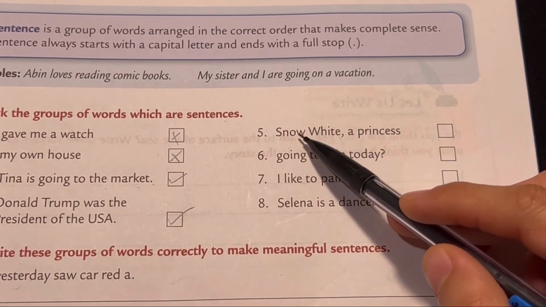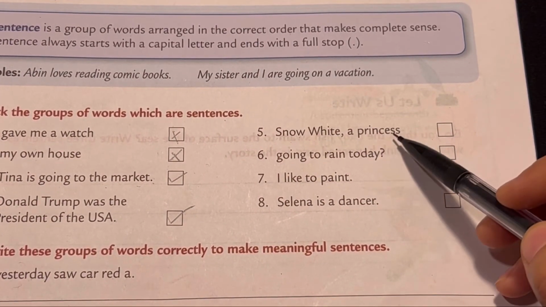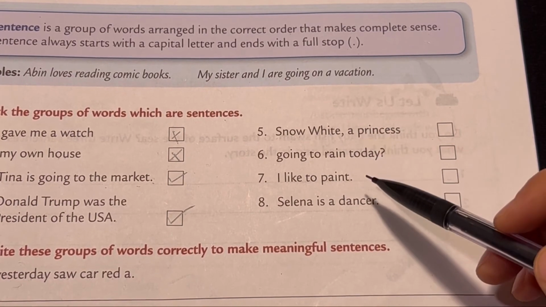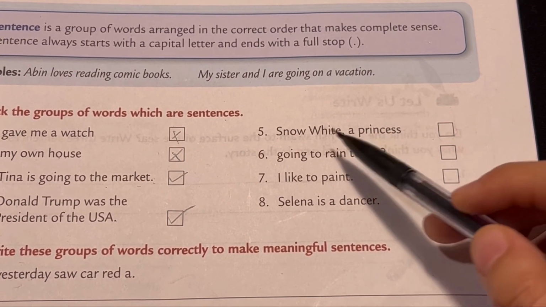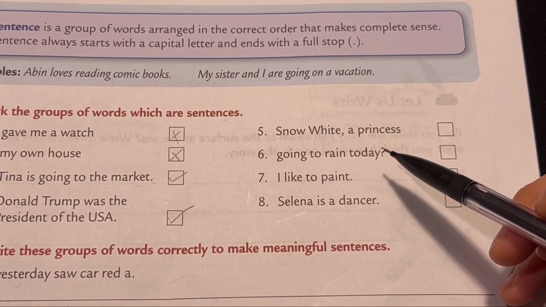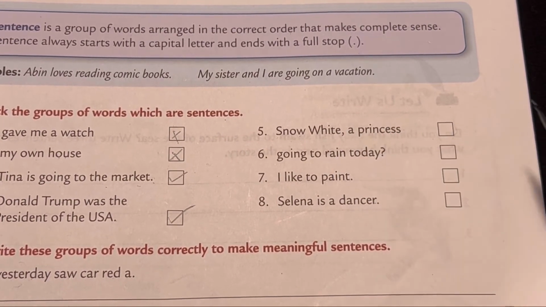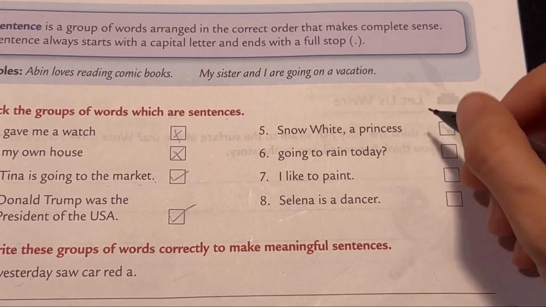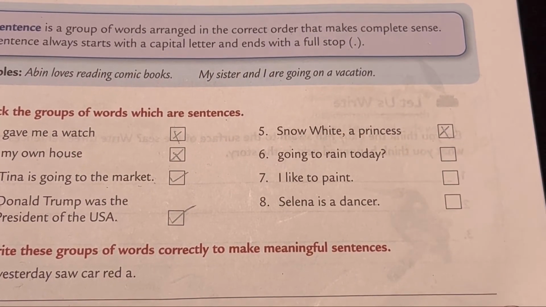Now see this one. Snow White, a princess. What do you get to know through these group of words? Nothing. Snow White, a princess. What else? Do you get to know anything else? No, you don't get to know anything else. Okay, so put a cross.